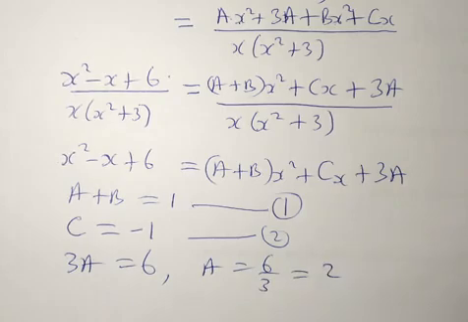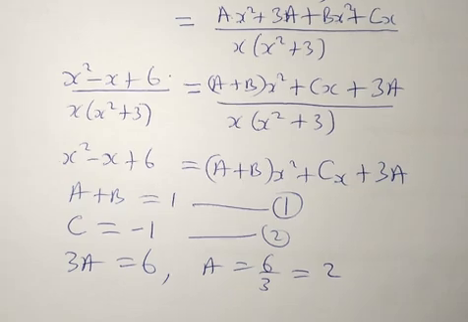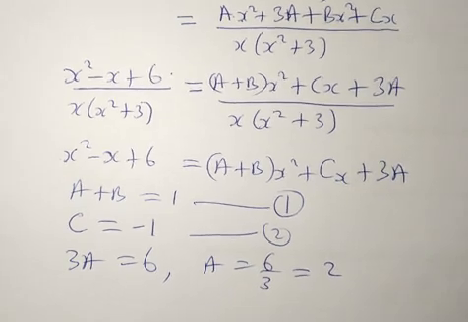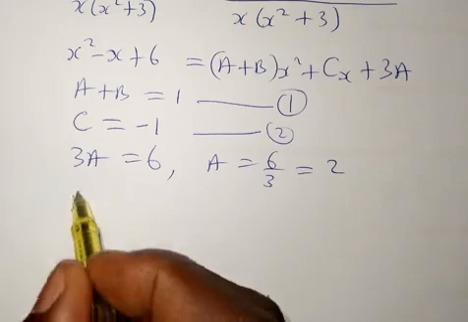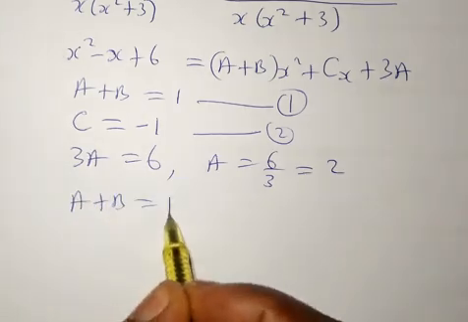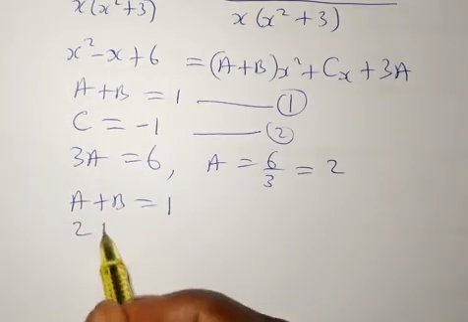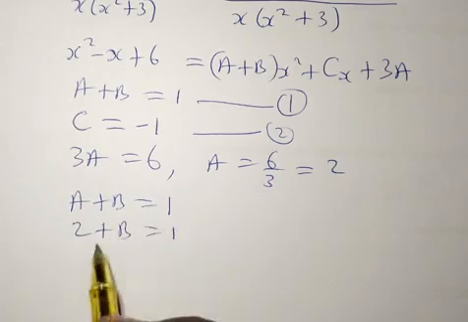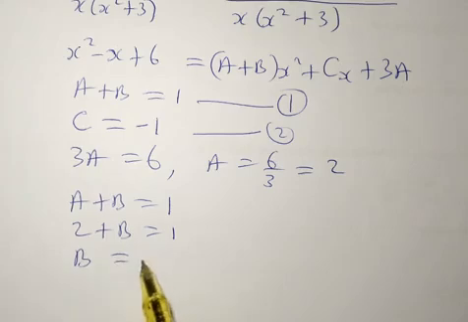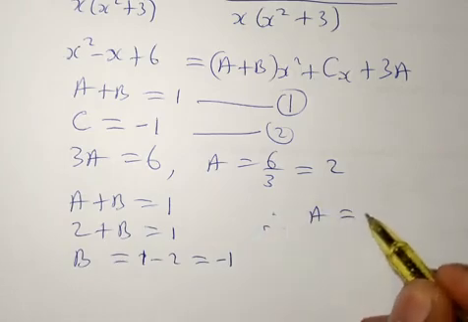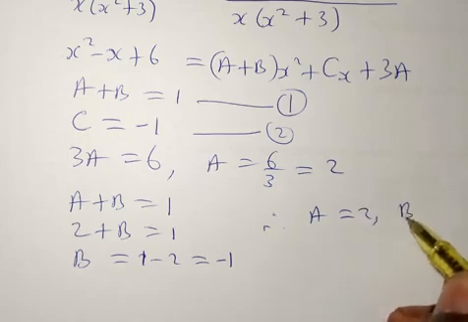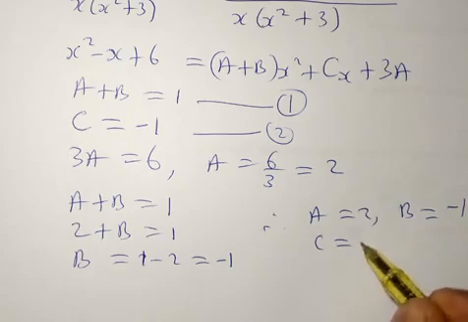So if our A is 2, by implication we can calculate the value of B from equation 1. Since A + B equals 1, we'll now have 2 + B equals 1. Hence B now equals 1 minus 2, which is minus 1. By implication, we have A equals 2 and our B equals minus 1. Then our C is equal to also minus 1.